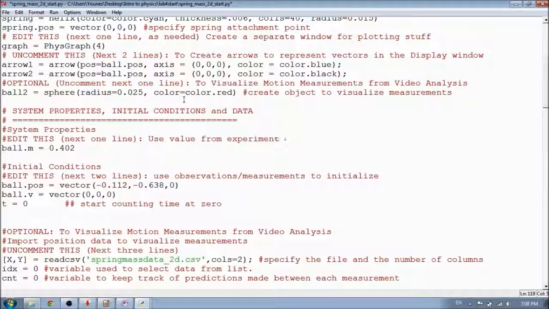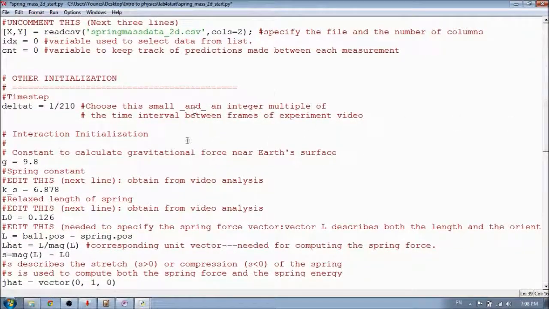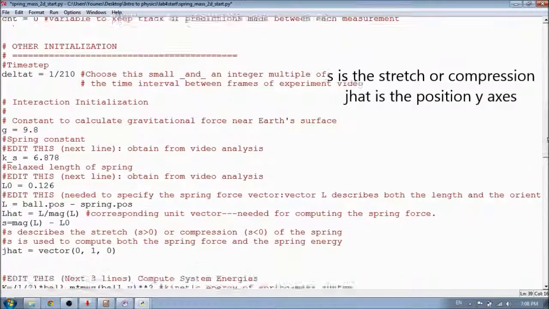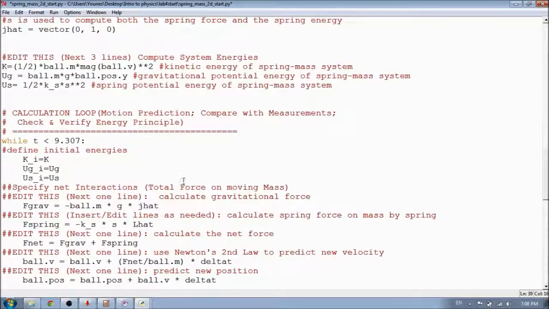So here's the code. The mass of the object is over here. Get the initial conditions from Tracker, the time step and the constants, the relaxed length and the current length, and the energy equations, and here are the force equations and the net force, and the predicted velocity and position of the mass.